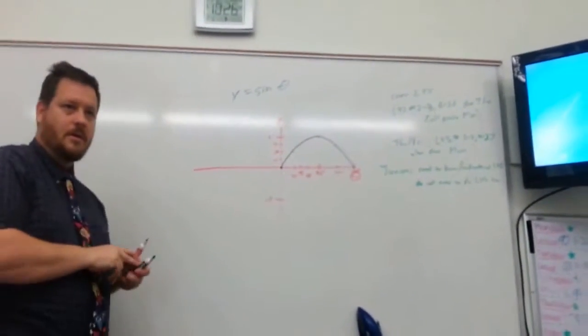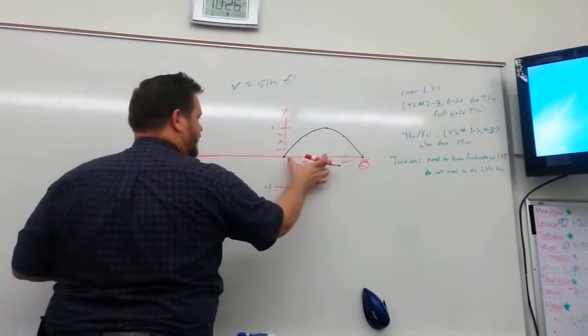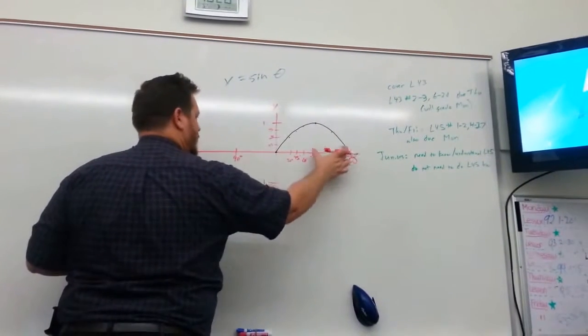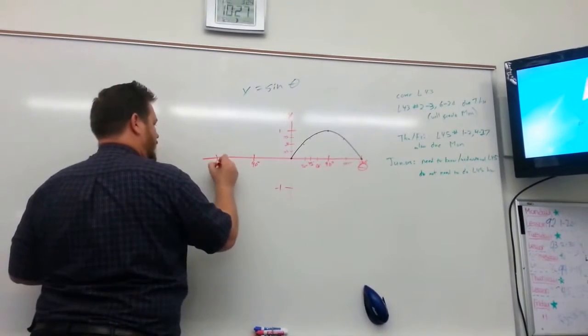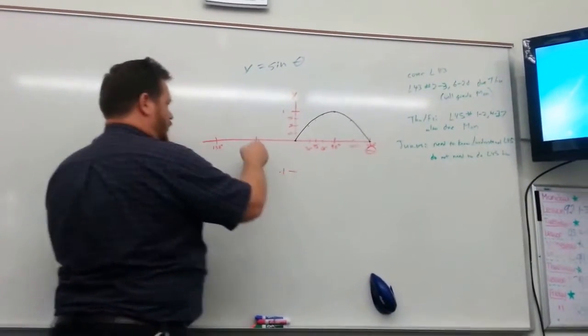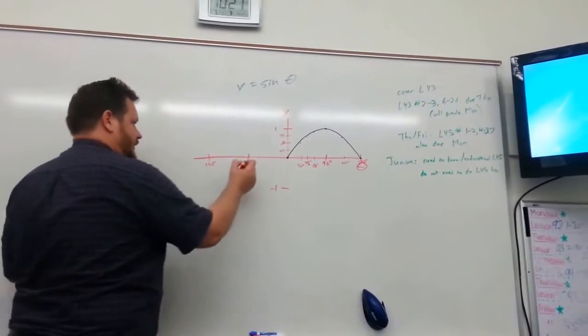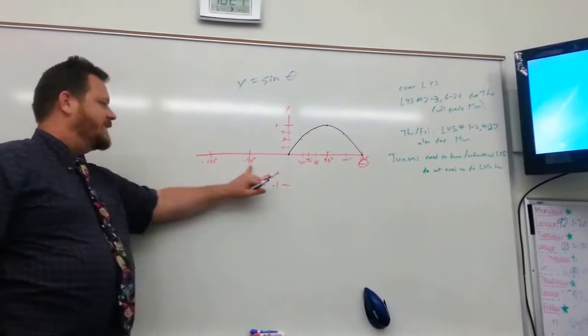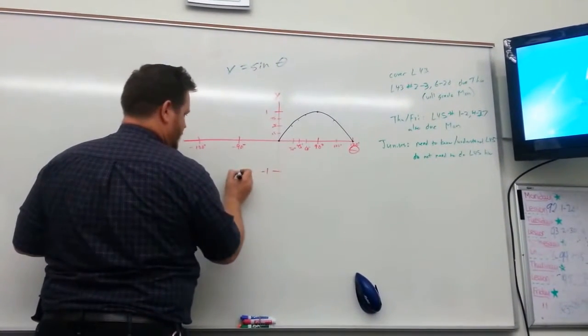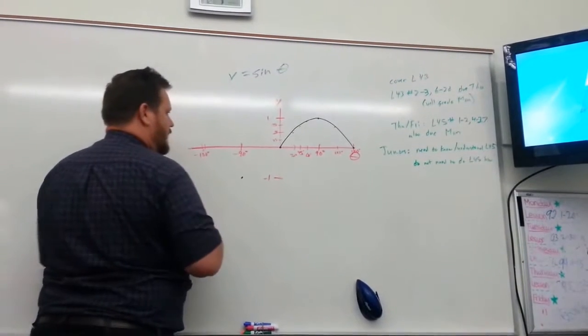All right, let's see what happens when we go in the negative direction. Try to get a similar scale here. Negative sine goes down. What's the sine of negative 90 degrees? It's negative 1. So about here.